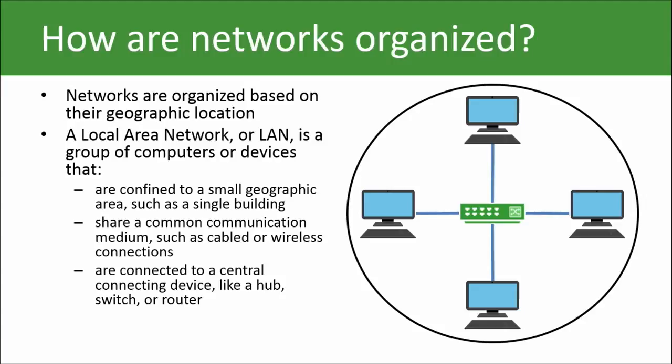All right, so how are networks organized? Like we have all these devices around the world. How are they organized with one another? Not just around the world, but also inside of the same building. They're organized based on their geographic location, or where they are in the world, in a building or in a city. A local area network, or a LAN, is simply a group of computers or devices that are featured in the same small geographic location, like a school or a small office.